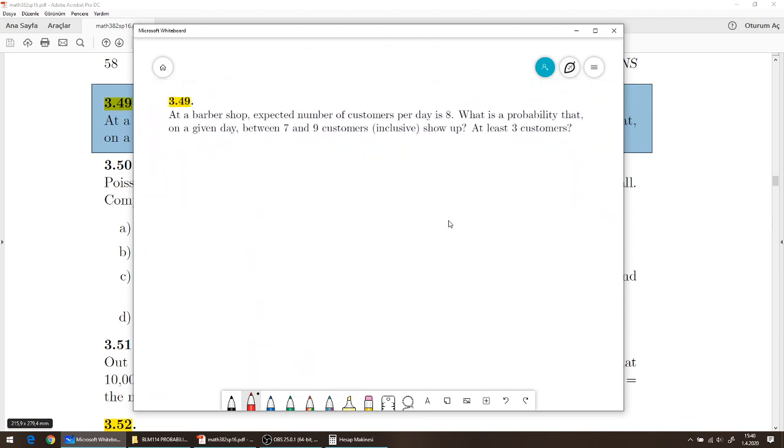Yes, let's continue with it. At a barber shop, expected number of customers per day is 8. That means our mean value is 8. Yes.